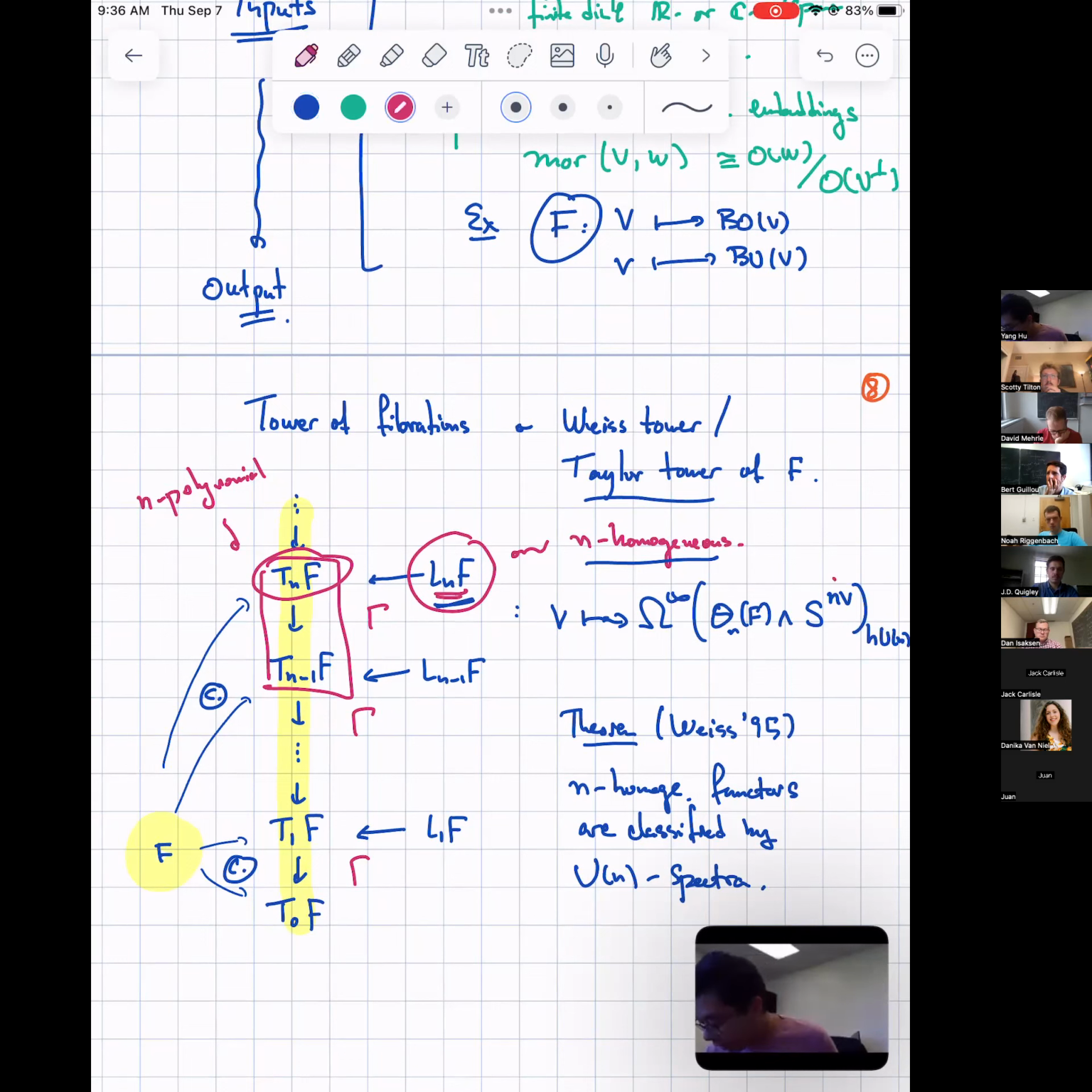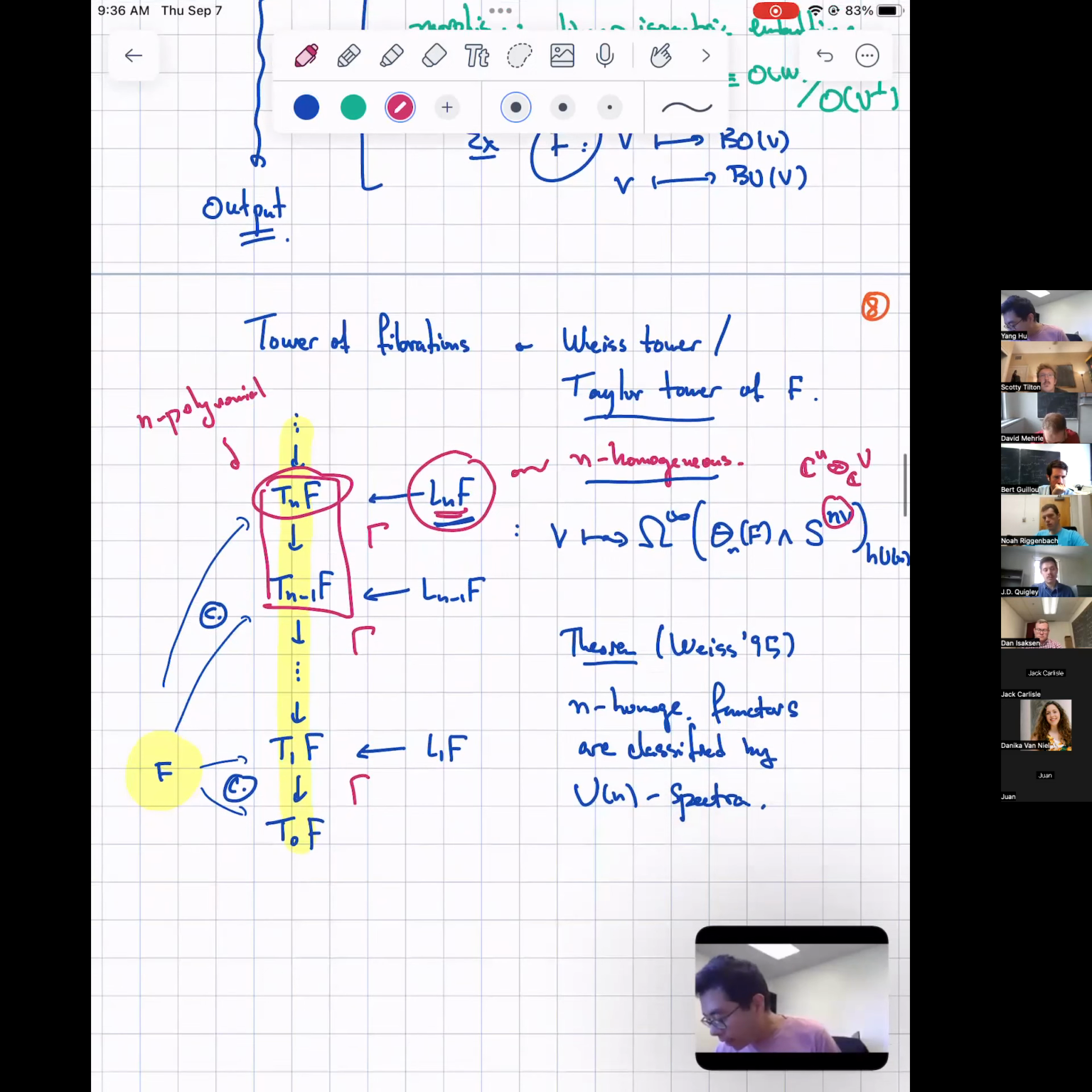Here, nV is n copies of V, so it's like C^n tensor V over C, and S^{nV} is the sphere of that. U(n) here acts on this part of C^n, and the action here is the diagonal action.